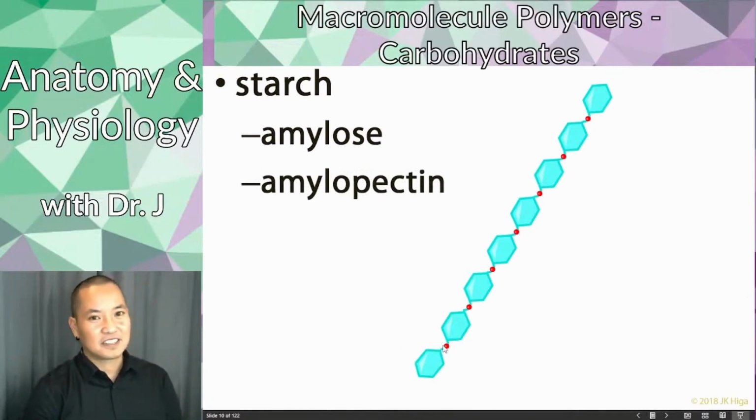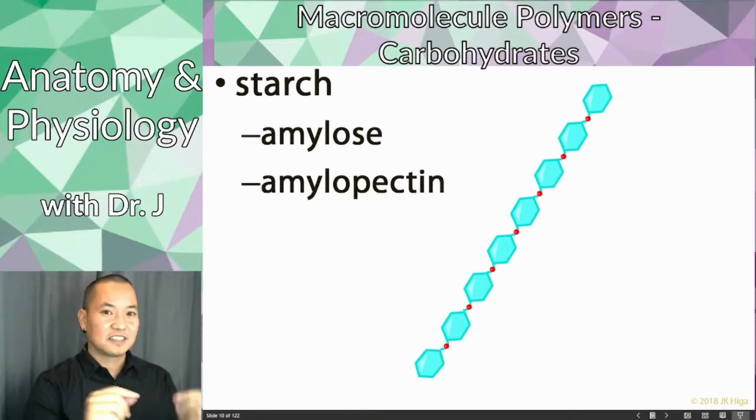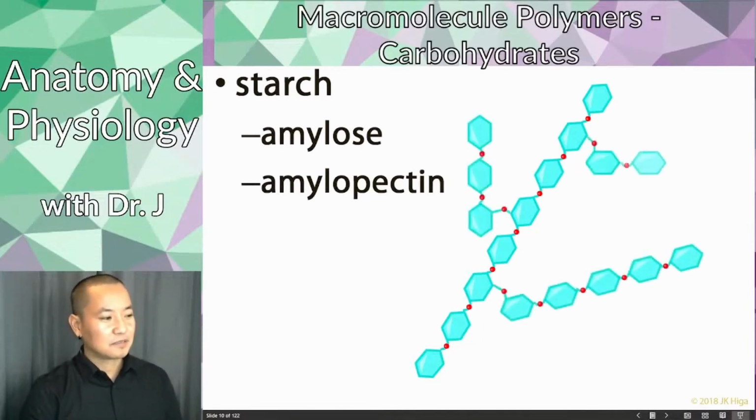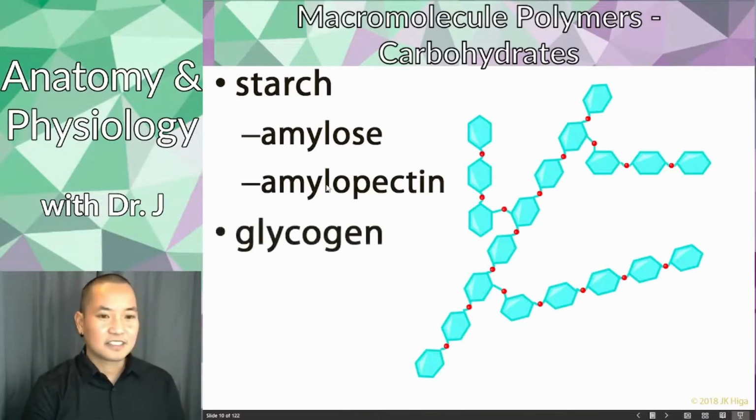Polymers aren't necessarily just linear in a single chain that doesn't branch. Polymers can sometimes also branch. In the case of amylopectin, you can have multiple chains of these carbohydrates branching and extending off to form complex structures. Now, glycogen. You don't produce starch. Plants produce starch, but glycogen is like the starch of our own bodies.